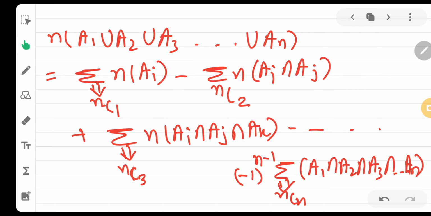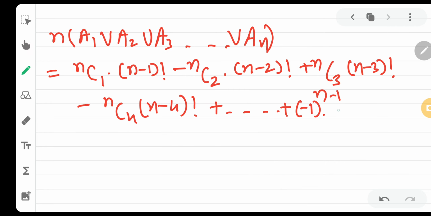Okay, but at the last there will always be one possibility, because A1 intersection A2 intersection A3 up to AN, all the elements should be at the correct position. That means it has to be nCn into 0 factorial, because all the elements are at correct position, right? So 0 factorial, or you could say n minus n factorial, or you could say 1 is the answer, right? So that is how it goes.